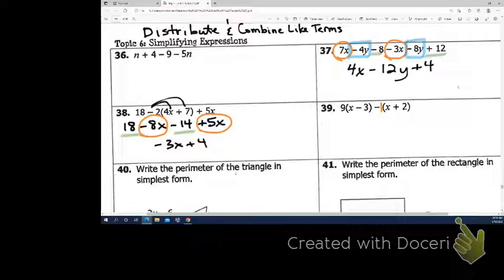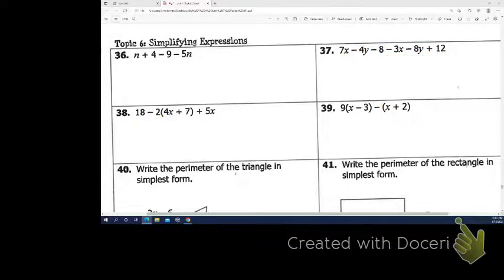40 and 41 are perimeter questions, but these we're not finding out the length or the width. We're just writing it in simplest form, so we're just adding up all the way around the figure, combining like terms.